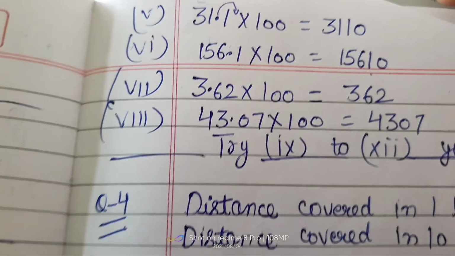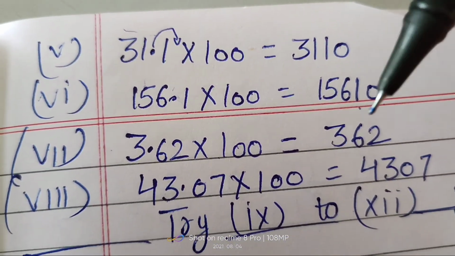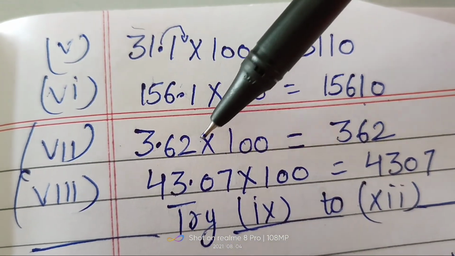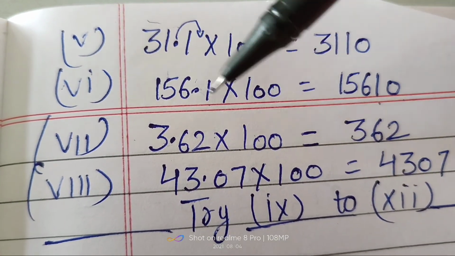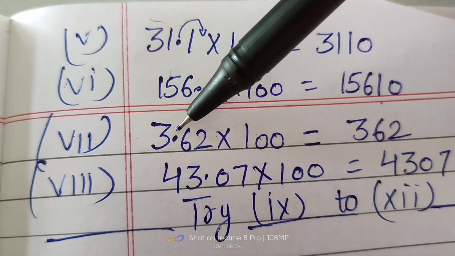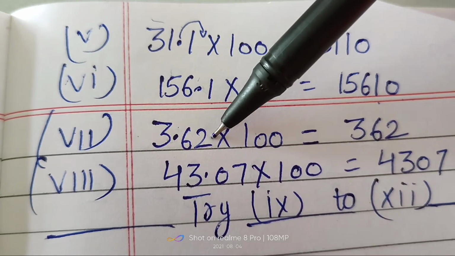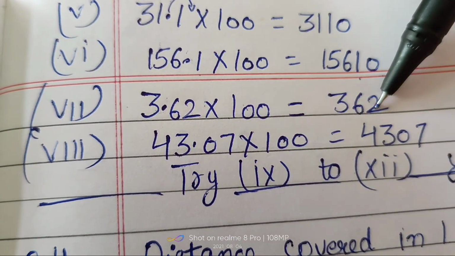For example, here we have 3.62 multiply 100. Here we have two zeros, so the point will move to the right by two places. So the answer is 362.